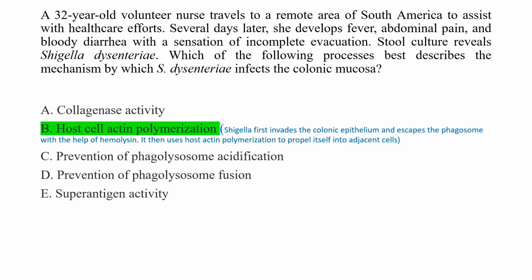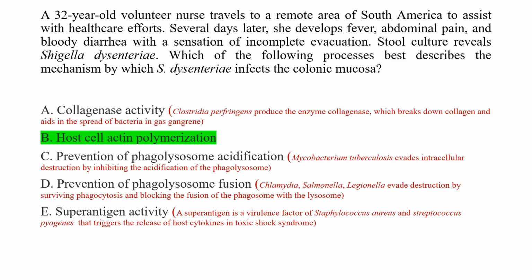Host cell actin polymerization. Shigella invades colonic epithelial cells via M cells in Peyer's patches. Inside the cell, Shigella escapes from the phagosome using hemolysin. It polymerizes host actin molecules, creating actin tails that propel it from one cell to another. This allows Shigella to spread directly from cell to cell, avoiding exposure to the immune system.